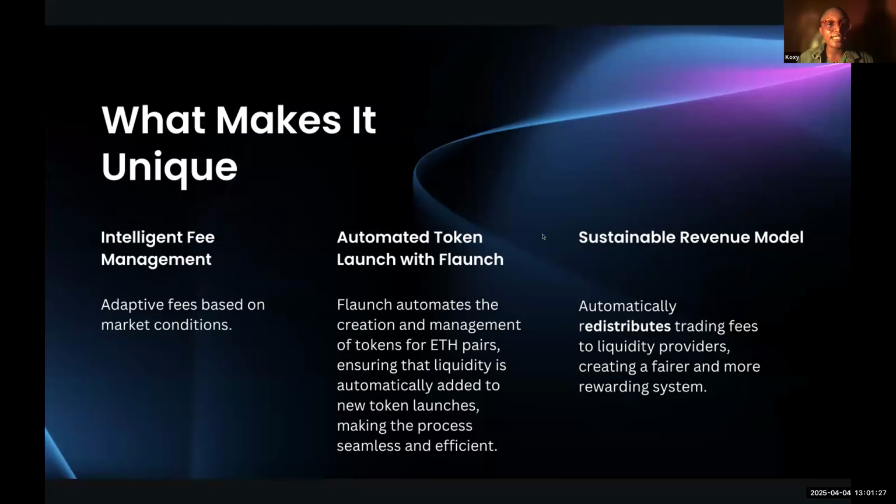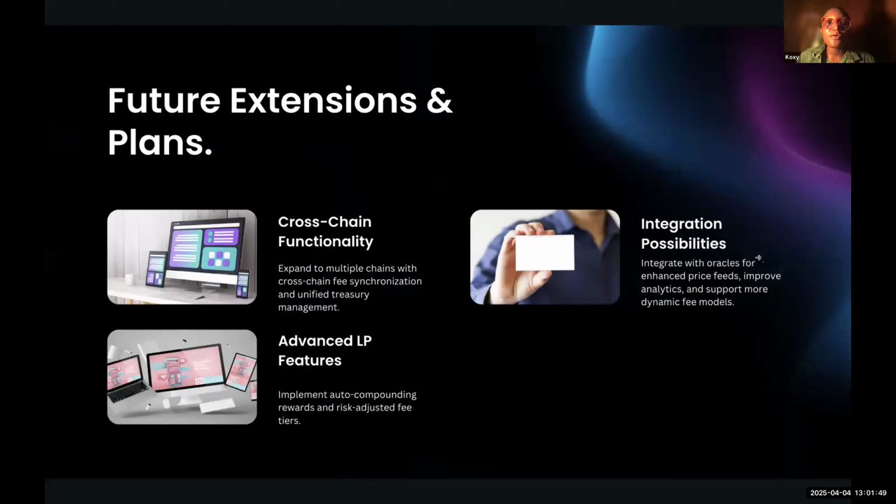So moving forward, what makes this hook unique? It has intelligent fee management, like I said, adaptive fees based on market conditions, and it has automated token launch by Fludge, which means that Fludge automatically creates and manages token pairs. It has a sustainable renewal model, which automatically redistributes trading fees to liquidity providers, creating a fairer and more rewarding system.